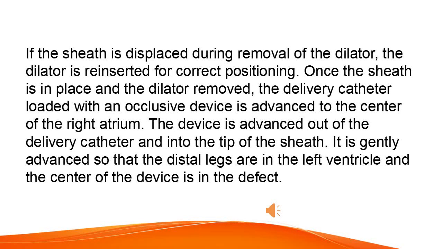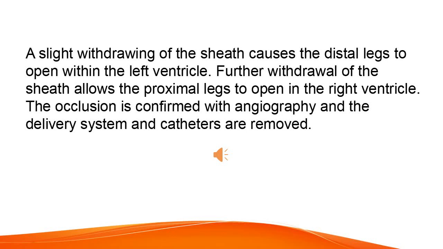The device is advanced out of the delivery catheter and into the tip of the sheath. It is gently advanced so that the distal legs are in the left ventricle and the center of the device is in the defect. A slight withdrawing of the sheath causes the distal legs to open within the left ventricle. Further withdrawal of the sheath allows the proximal legs to open in the right ventricle. The occlusion is confirmed with angiography and the delivery system and catheters are removed.